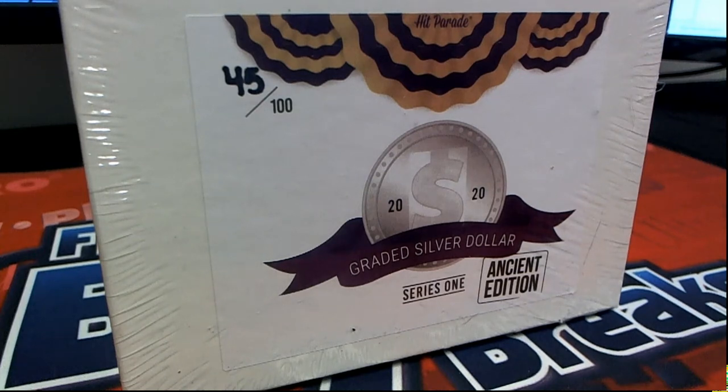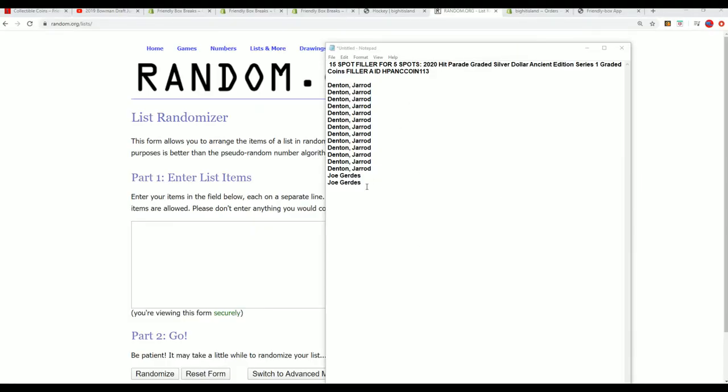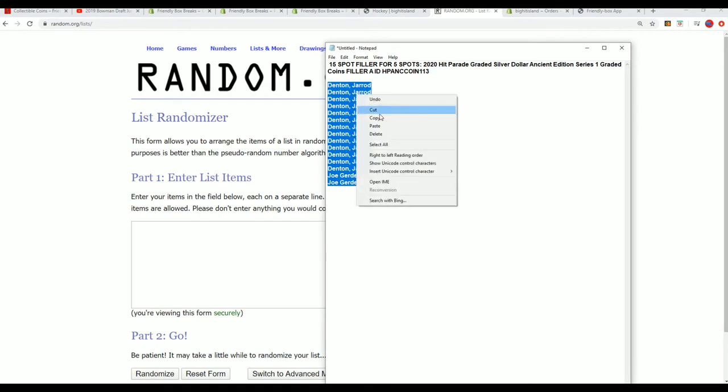Good luck, everybody. We're getting at the end of this case in Ancient Edition. We are at the very end of this case. We got a couple boxes left, so it's not like it's the last box, but I think there's two boxes after this one. Anyway, let's see what happens here in this Ancient Edition.